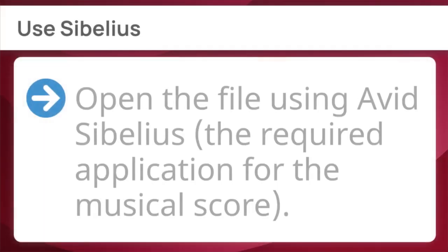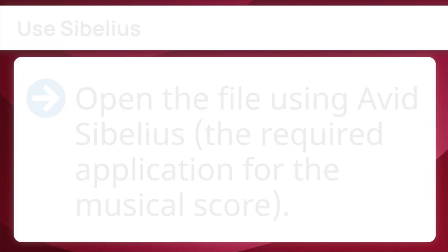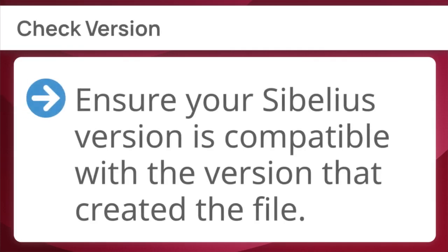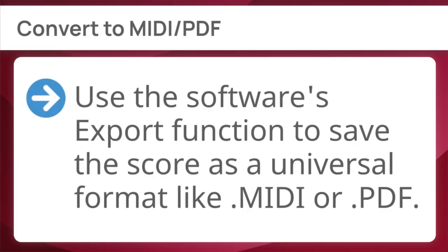First, use Sibelius. Open the file using Avid Sibelius, the required application for the musical score. Next, check version. Ensure your Sibelius version is compatible with the version that created the file. Finally, convert to MIDI PDF. Use the software's export function to save the score as a universal format like .midi or PDF.